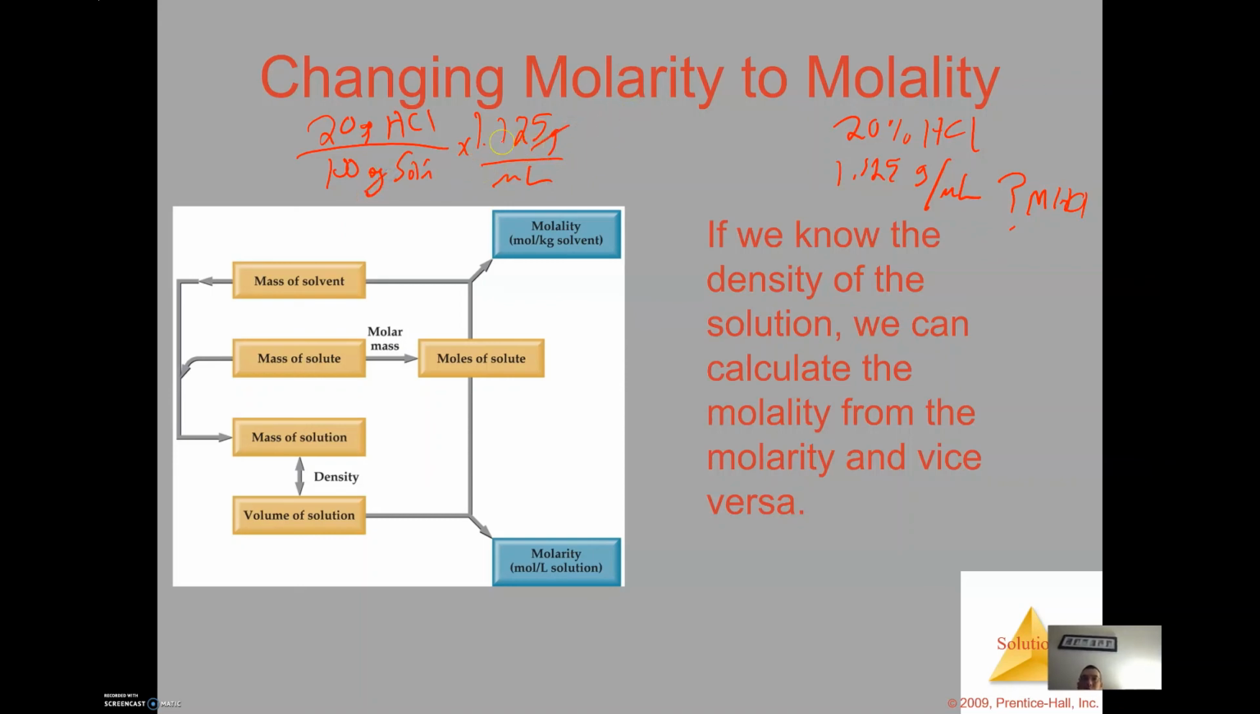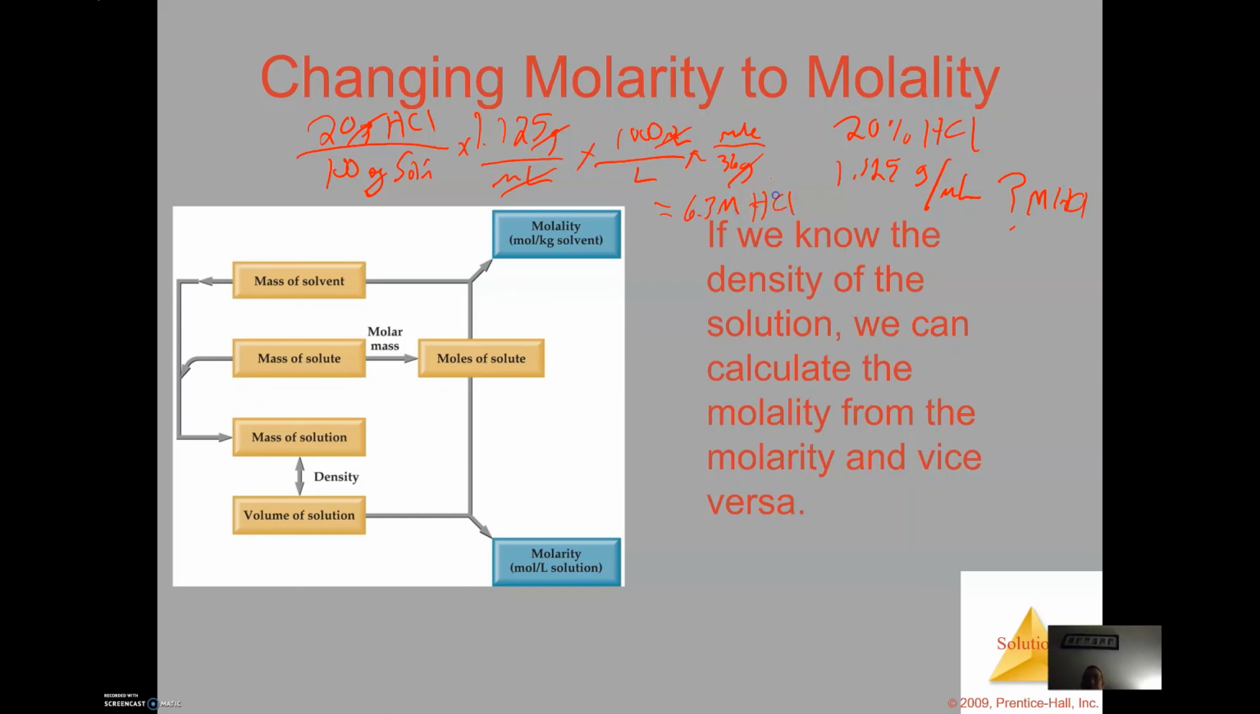And so now what we've got to do is convert our milliliters into liters. So there was 1,000 milliliters per liter. And then the molar mass of HCl is 36 grams per mole. So for every mole of HCl, we have 36 grams. So the grams there are going to go away. The milliliters are going to cancel out here. So now all we have to do is go through the calculation: 20 divided by 100 times 1.125 times 1,000 divided by 36, and what you should end up with is 6.3 molar HCl.